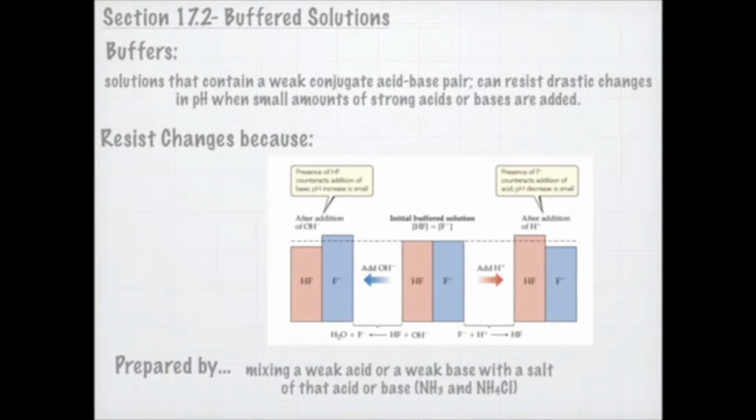And the way that we prepare them is by mixing a weak acid or a weak base with a salt of that acid or base. So for example, NH3 would be mixed with NH4Cl, ammonium chloride, because ammonium, that ion, is its conjugate acid. So this should bring to mind the concept of the common ion effect, and that's exactly what it is, having a strong electrolyte in solution in conjunction with its either weak base or weak acid.